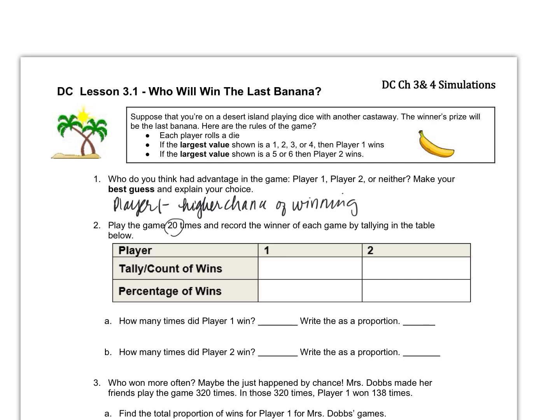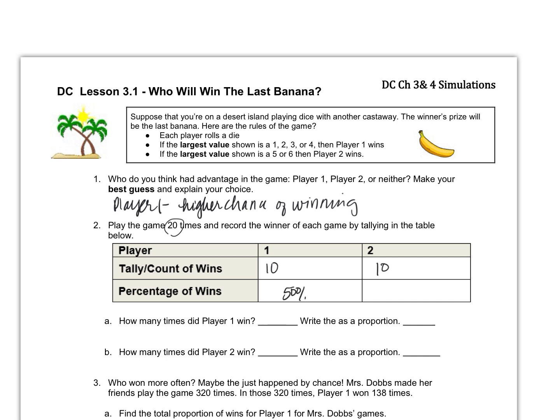Everybody give me their tally for player one's winnings. 10. You got 10? Okay. And that means player two got 10. Wow, 50-50. Who knew? So what percent?